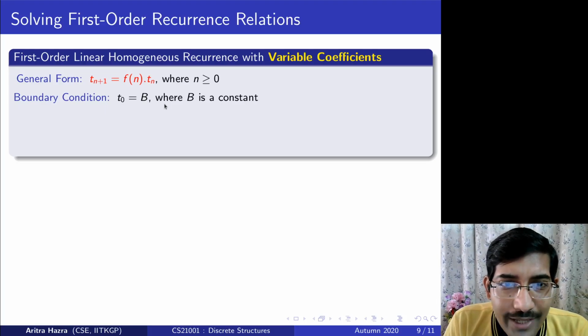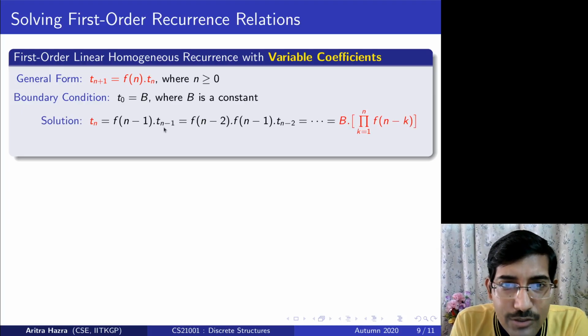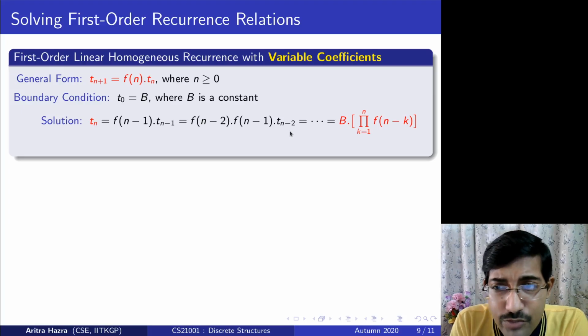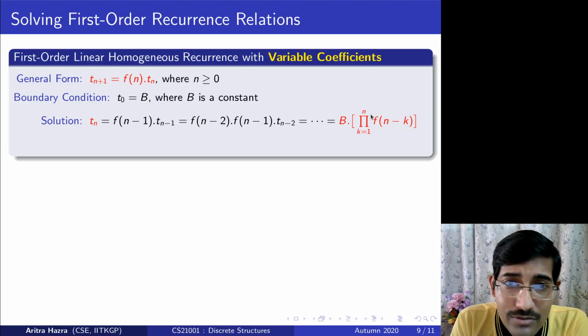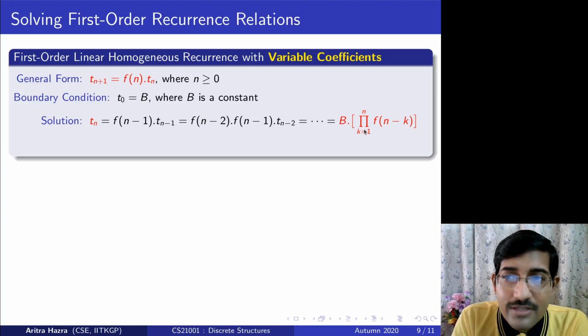So how do we do it? Again, if we go by the form of expansion, Tn will be fn minus 1 into Tn minus 1. Now Tn minus 1 will be fn minus 2 into Tn minus 2. This will go on, and you will reach till T0, which is b. It will be b into all the multiplications starting from n minus 1 up to 0, because you have to reach T0. So T1 equal to f0 T0. So it will be f0 into f1 into f2 up to fn minus 1 into b. So that is the product form.